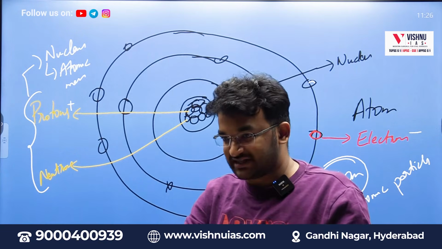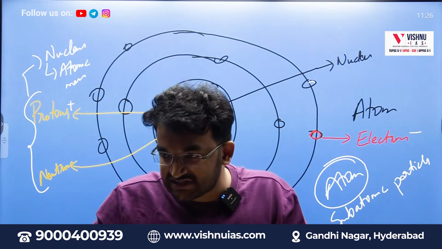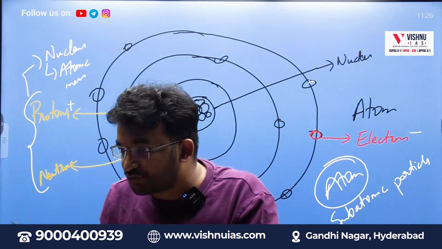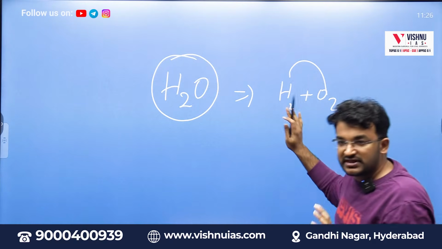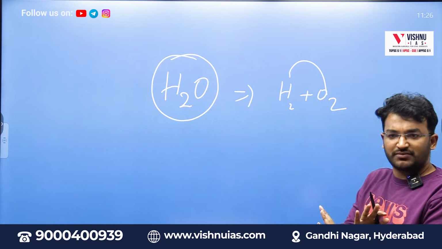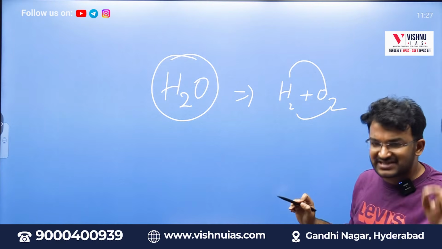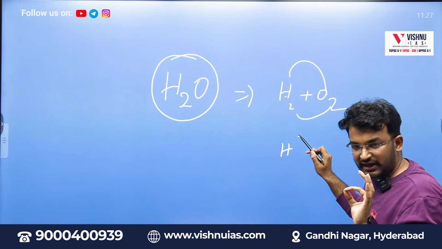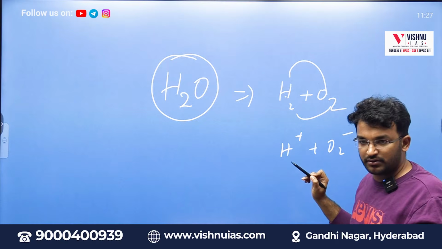If it is unstable, for example hydrogen ion and oxygen ion, when the two combine it becomes H2O. What happens there? In this hydrogen, this is a normal atom. If this is a normal atom, there won't be any reaction. We have to do something such that this will become an ion, and this also will become an ion.